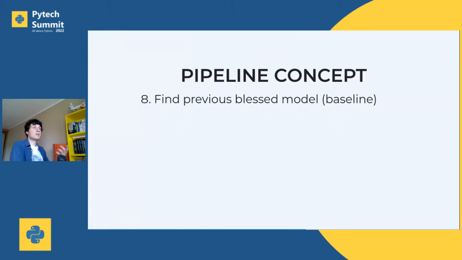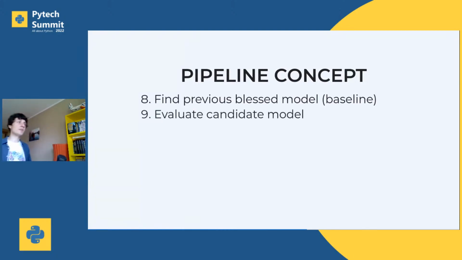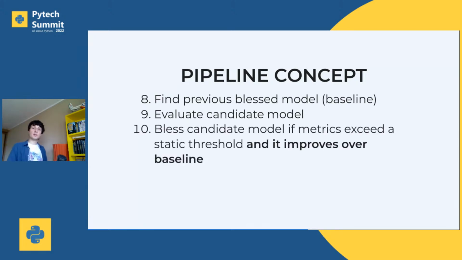Once we have the candidate model, we want to compare it to the previous baseline model. But first, we need to find this previous model. Then we can evaluate the candidate model, and we want to bless the candidate model only if it exceeds some static set of metrics. For example, we can say that we want the model to have more than 70% accuracy, and it improves over the baseline model.